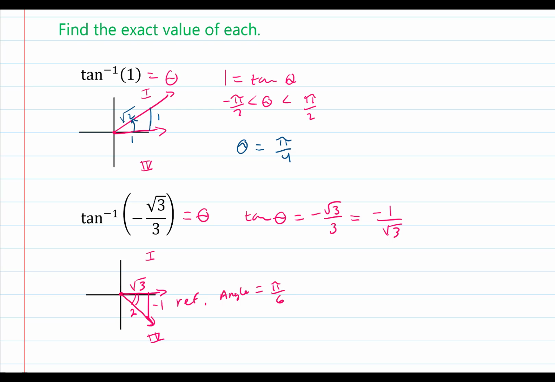Now, because of the fact that I know that theta must be greater than negative pi over 2, but less than pi over 2, my rotation for quadrant number 4 must be clockwise. So therefore, theta must be negative pi over 6. If you were to choose the coterminal angle, which would be 11 pi over 6, this is not within the acceptable restriction of theta, so it would be too large, and that's why that is not a solution.